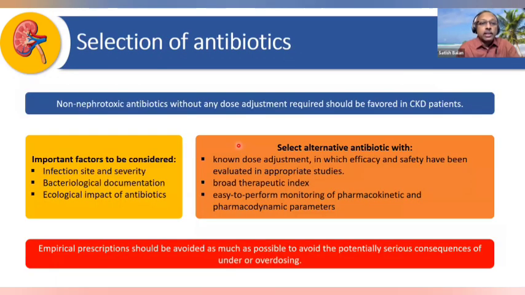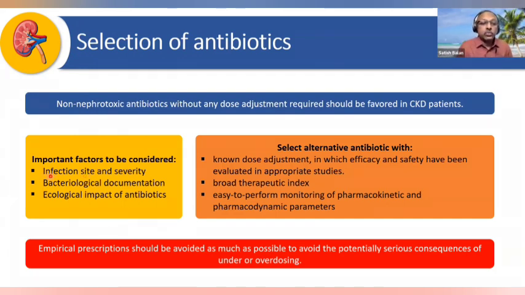And how do you select antibiotics? Preferably, we prefer non-nephrotoxic antibiotics. We don't want to use aminoglycosides or vancomycin unless necessary. But we do use vancomycin in dialysis patients because of the ease of administration and single dose rounds. Therefore, cost really comes down.